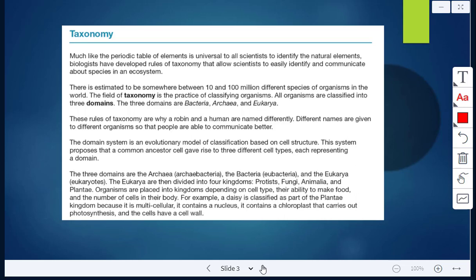Further then, the eukarya is divided into 4 kingdoms: protists, fungi, animalia, and plantae. Organisms are placed into the kingdoms depending on their cell type, their ability to make food, and the number of cells in their body. For example, a daisy is a plant, classified as part of the plantae kingdom. It's multicellular, it contains a nucleus, and it also contains chloroplasts that allow it to carry out photosynthesis and make its own food, and the cells have a cell wall.